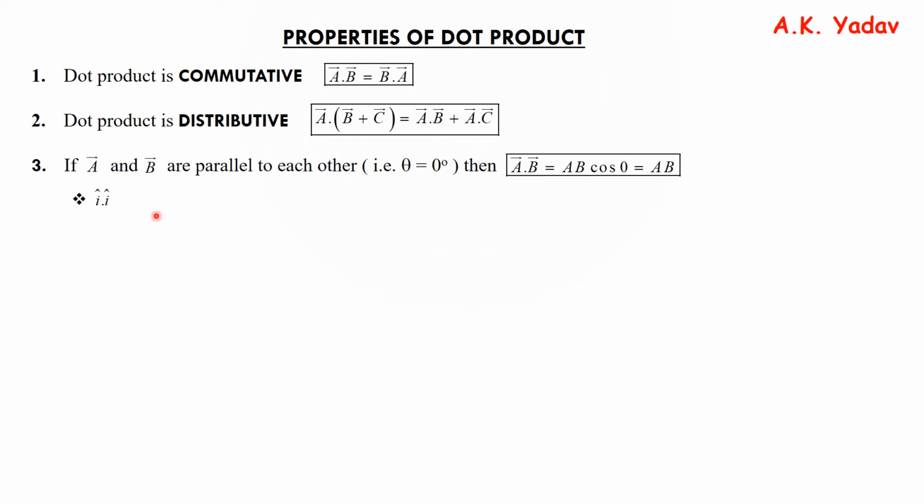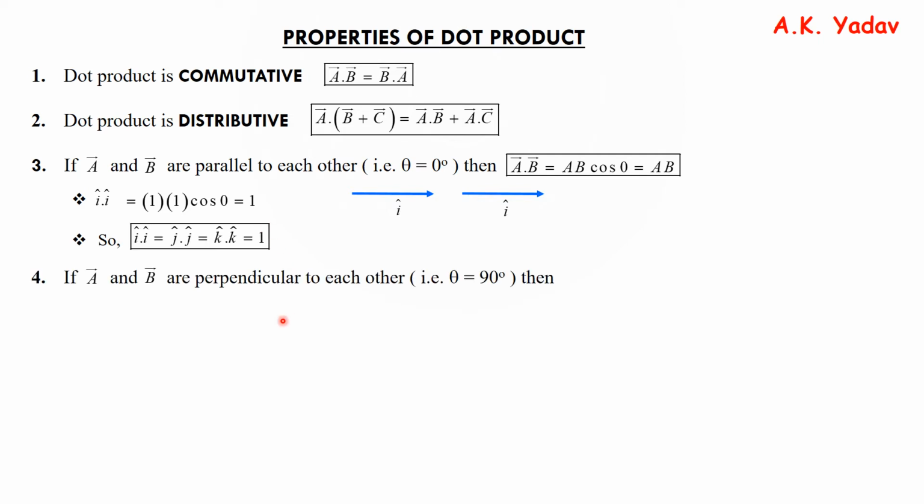Now here we will generalize it. So I dot I, that means I and I are in the same direction. So can I say 1 into 1 into cos 0, because the magnitude of I is 1, the other I is again 1, and they are in the same direction, so theta is 0. So we get I dot I is equal to 1. Similarly, J dot J and K dot K are also 1.